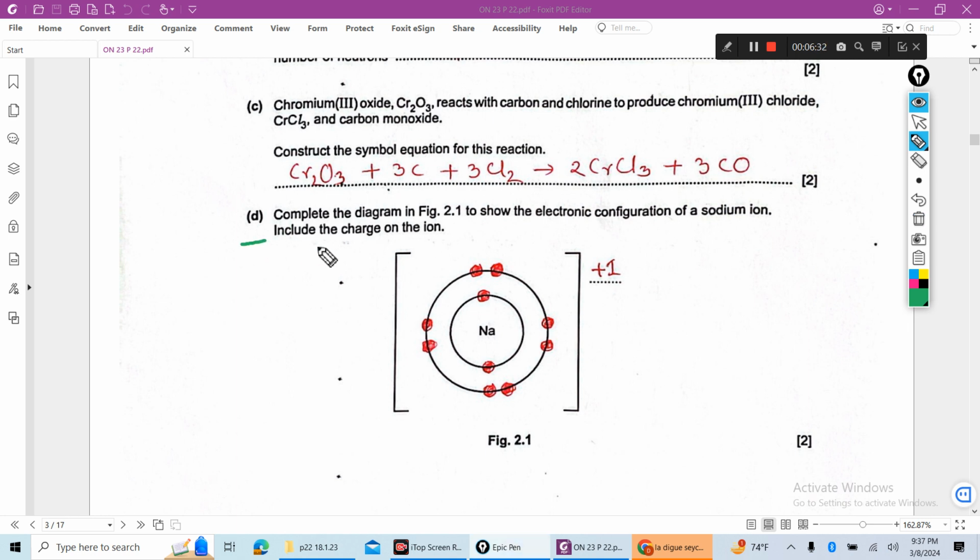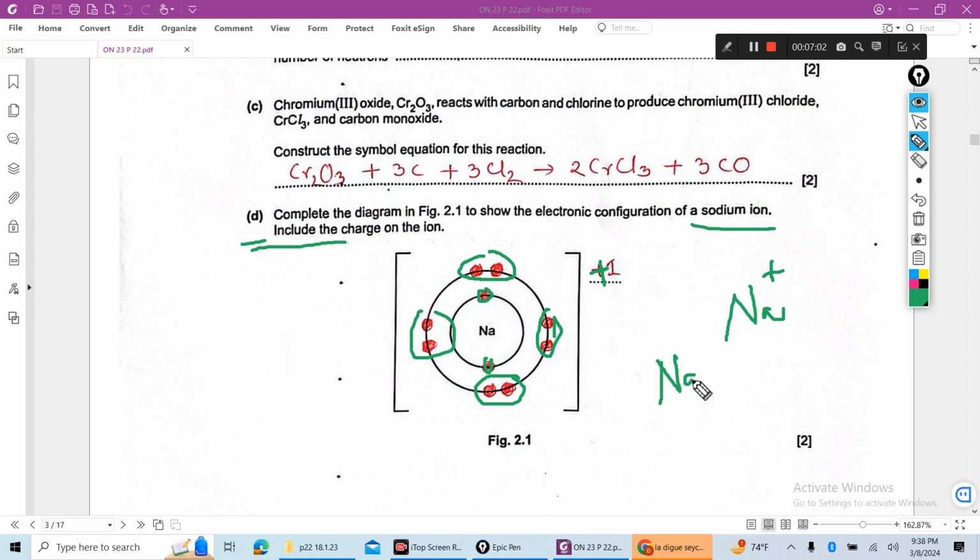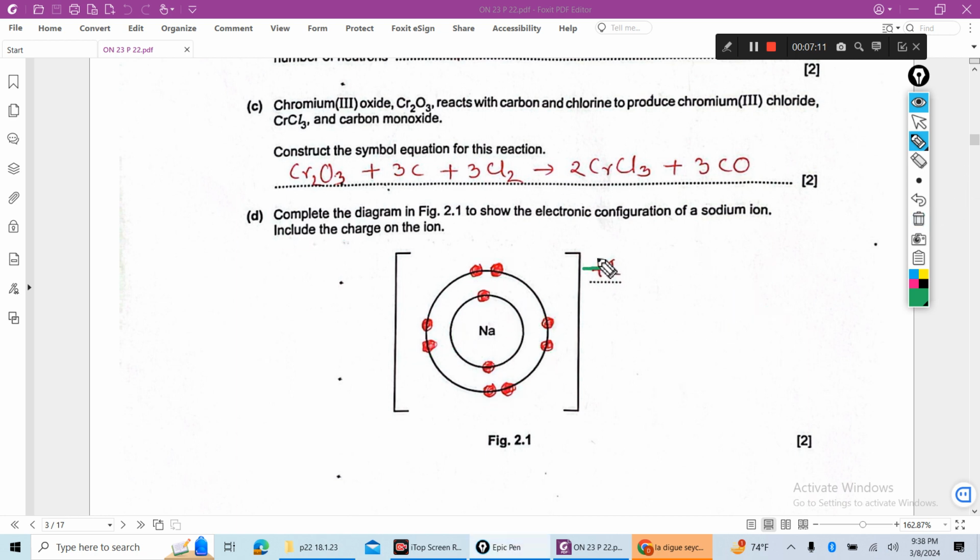D. Complete the diagram to show the electronic configuration of a sodium ion. Sodium ion has 10 electrons, Na+. So the first shell has 2 electrons, the second shell has 8, total 10, and sodium has 1 electron, so it loses it to form plus 1. Sodium ion has 10 electrons, first shell 2, second shell 8, and this becomes a positive ion, plus 1.